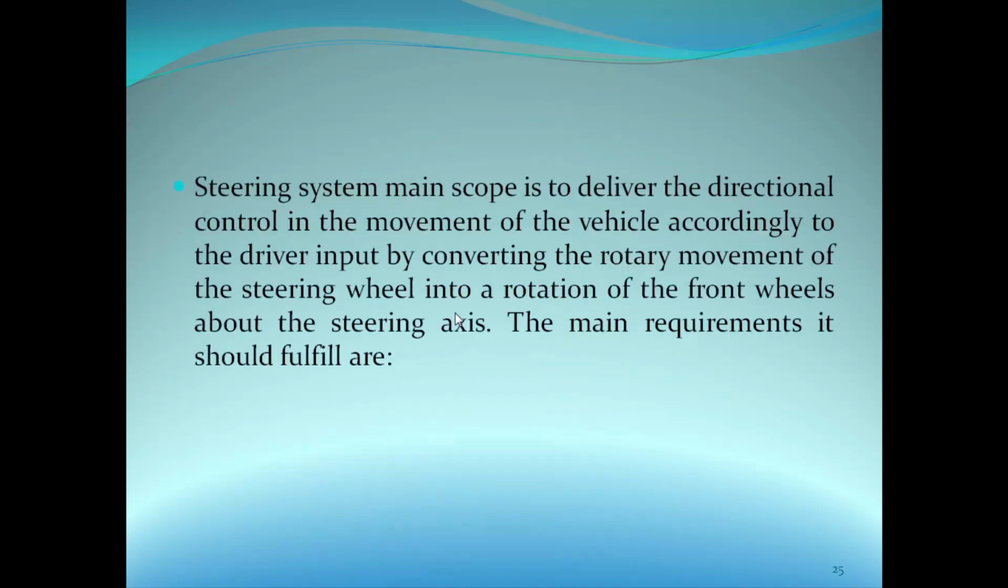The steering system's main scope is to deliver the directional control in the movement of the vehicle according to the driver input, by converting the rotary movement of the steering wheel into rotation of the front wheels about the steering axis.